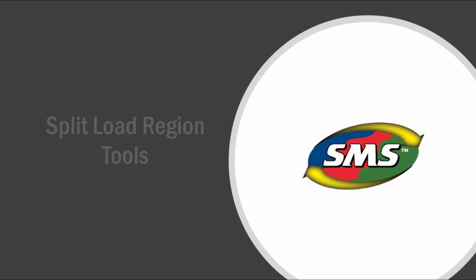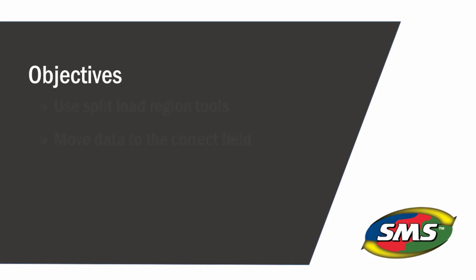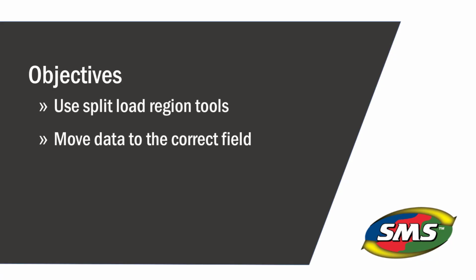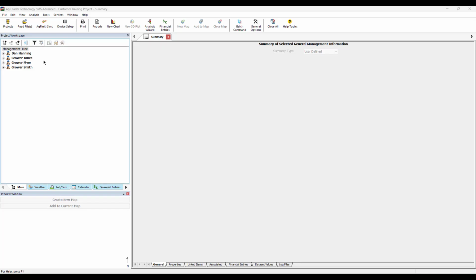In this video, you will learn how to use the Split Load Region tool to move data to the correct field. The Split Load Region tool assists you in keeping your data in the correct location in the management tree. The Split Load Region tool will split your datasets and the data contained in them into the correct fields based on set field boundaries. To begin, open SMS.